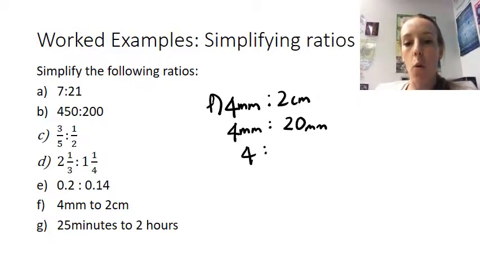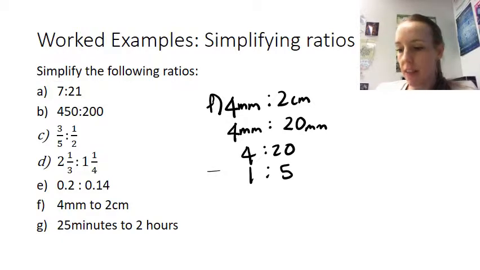From there, you've got 4 is to 20, because now they're the same unit, and you can simplify that. So that's 1 is to 5. No, it's not. Where's my rubber? Yes, it is.